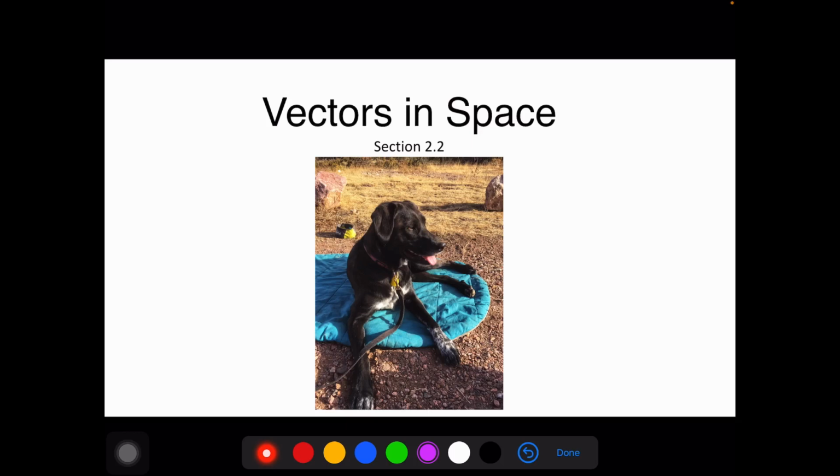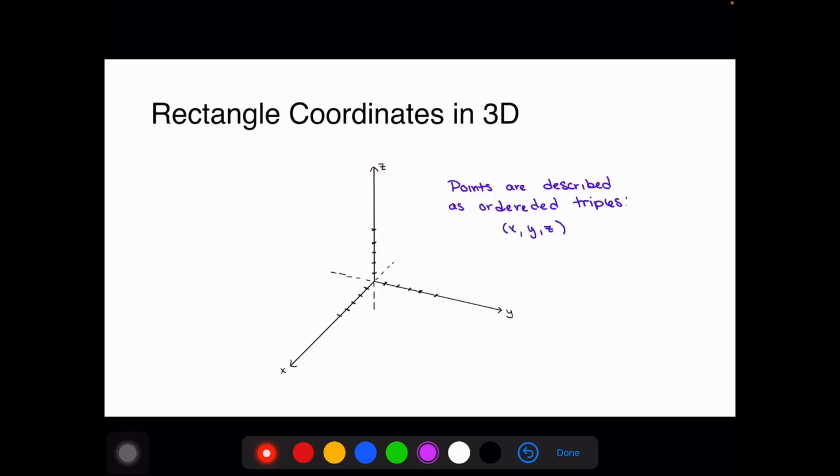In your previous math classes, you typically worked with 2 variables. You had an input, which you usually called x, an output, which you called y, and you would graph things in a 2-dimensional plane with an x-axis and a y-axis. And now all of a sudden we're going to start to think about things in 3 dimensions.